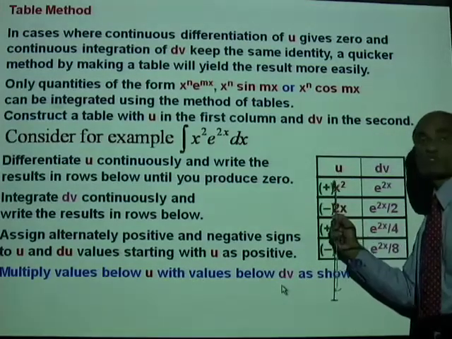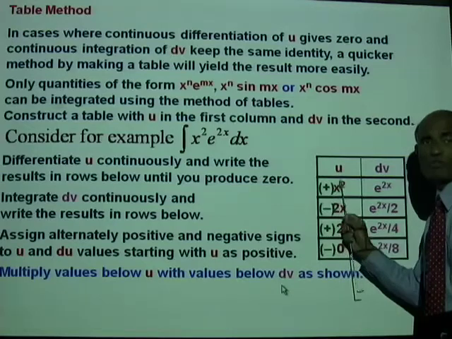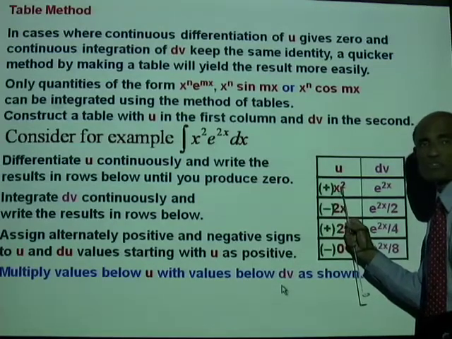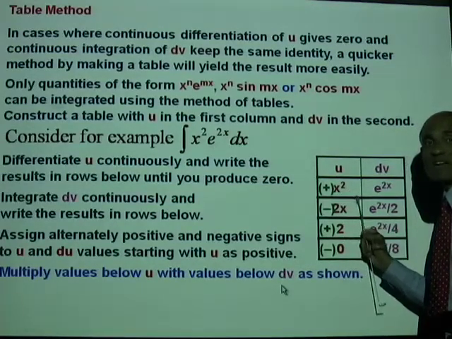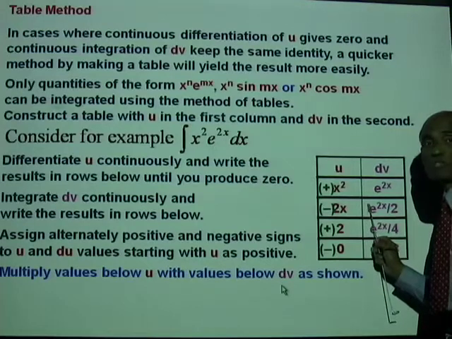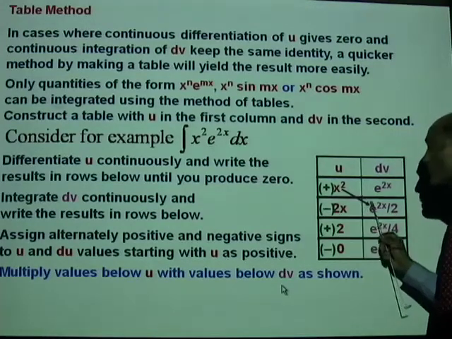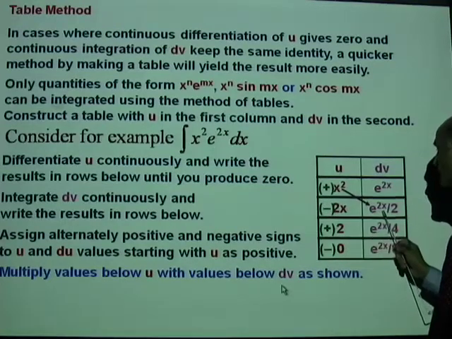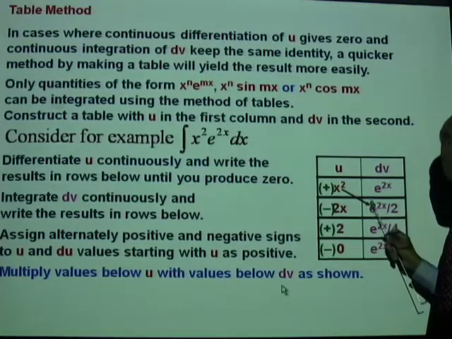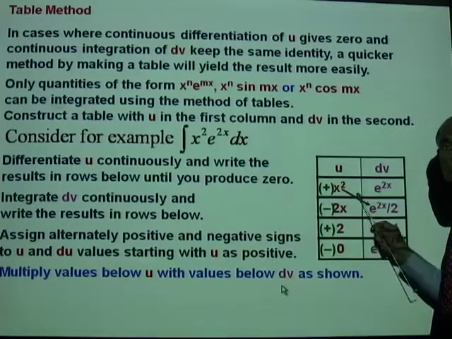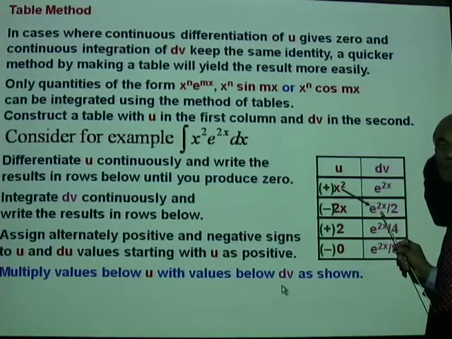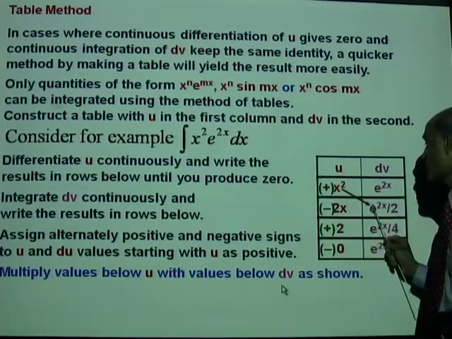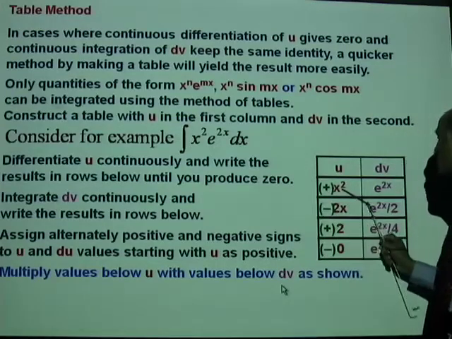That is, if you choose this value of u, multiply this u with the diagonally opposite dv. Look at that, multiply this way. Multiply this u with that v. This is of course v, so this is u times v. Alright, so multiply this and write down, that is your first term.